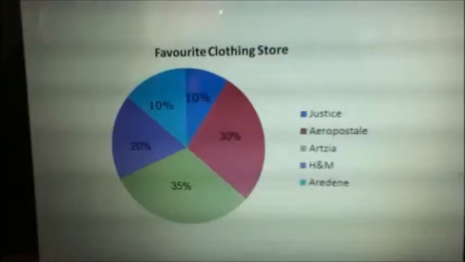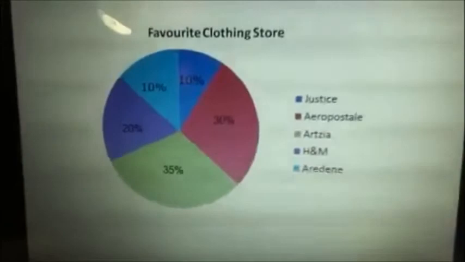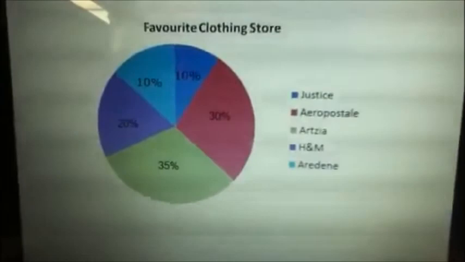Math is everywhere. Today, I conducted a pie graph that shows the breakdown of favorite clothing stores. Aritzia was most popular with 35%, compared to Justice and Ardene with 10%. So, it was 25% more than Justice and Ardene.